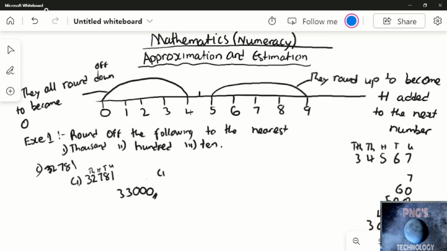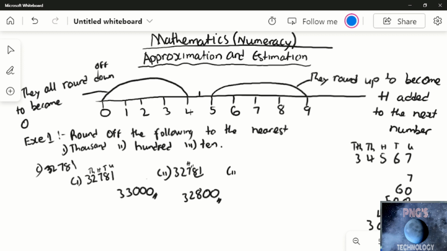Then C2, we have 32781, so the nearest 100, so this is the 100 place. So we're manipulating these two figures. So 1 becomes what? 0. 8 becomes plus 1 to 7. So 8 now is 0. Then 7 plus that 1 making 8. We have our 2 and we have our 3.